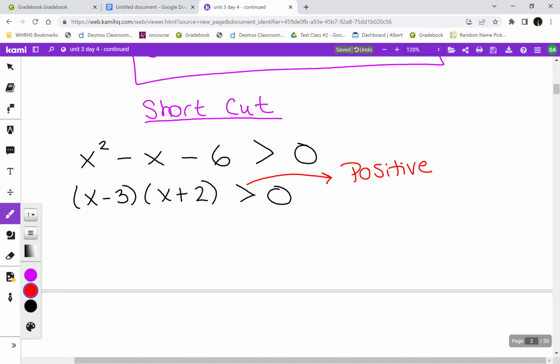All right, so now what we're going to do is solve these two, x minus 3 and x plus 2, for x, but those are not our answers. Those are just reference numbers for us. So if I were to solve this, I would get a +3 and a -2. Those are not our answers. Those are reference numbers.